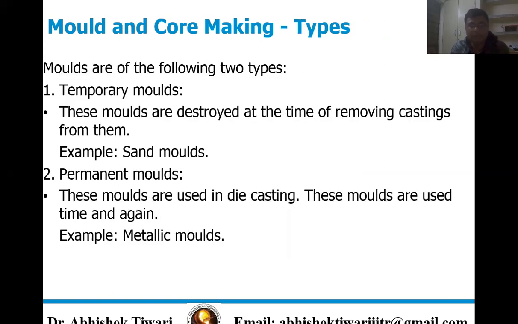Molds are of the following two types: temporary molds. These molds are destroyed at the time of removing castings from them, for example, sand molds. And permanent molds. These molds are used in die casting, and these molds are used time and again. Examples are metallic molds.